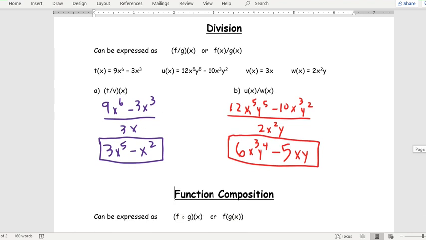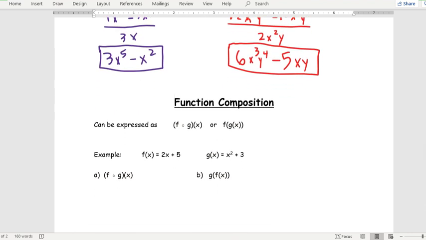All right. Now last, you're not going to be tested on this, but this is something you're going to see in a future course, so I just wanted to introduce you to it. It's called function composition, basically where we take one function and plug it into the other function. It can be expressed like this, f composed with g of x or f of g of x. So what that means is you're going to take whatever is written second, the g function, and plug it into f. Either way this is written.